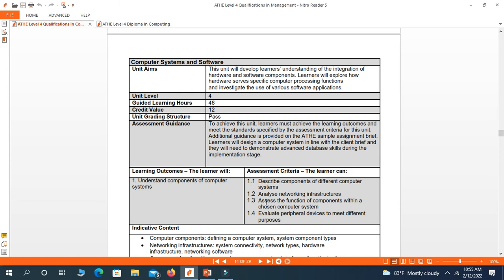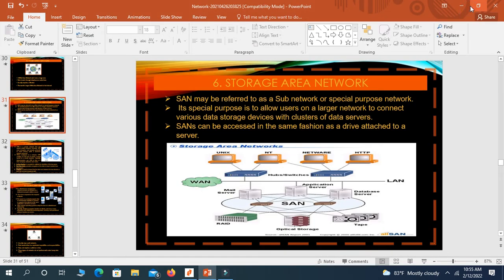Next, you are supposed to assess the functions of components within chosen computer systems. The final one is to evaluate peripheral devices to meet different purposes. What are the peripheral devices? We have discussed different peripheral devices such as hubs, routers, switches, firewalls. So most of the things have already been covered. It's your turn to wrap it up in a proper manner.